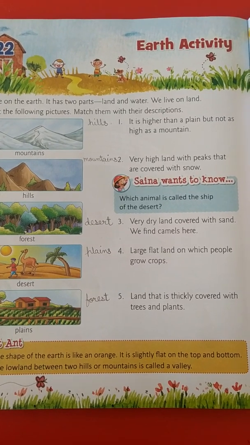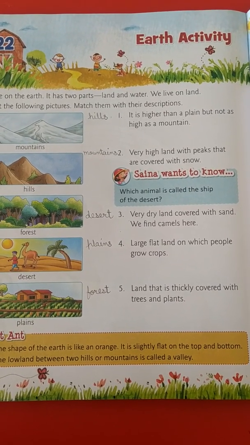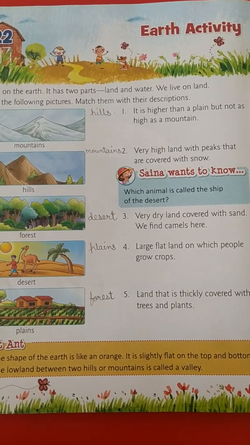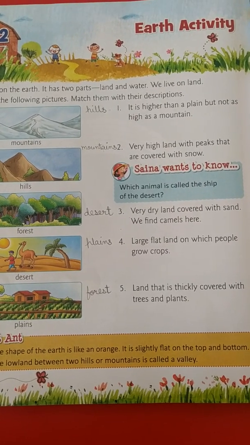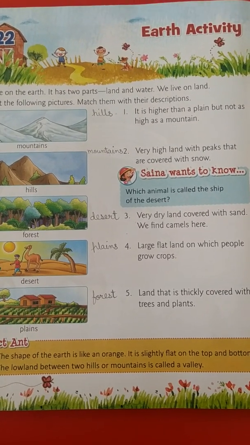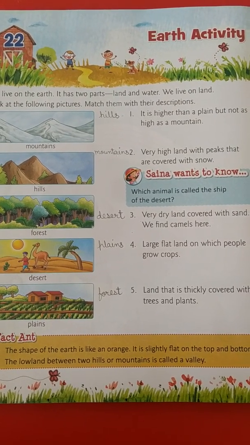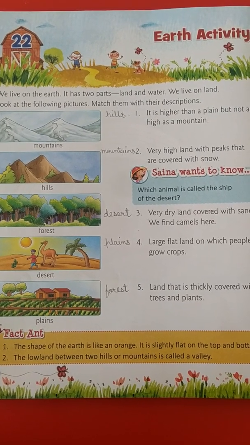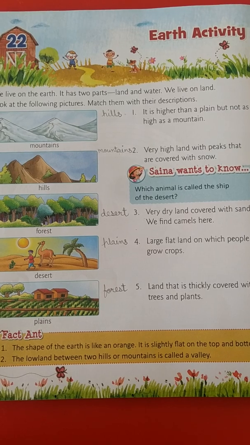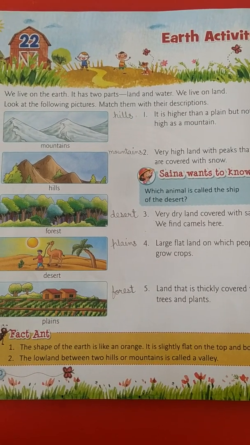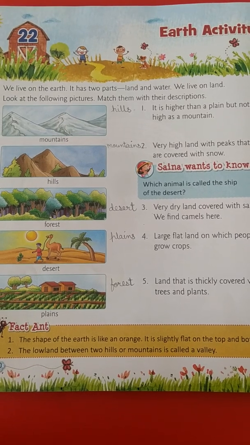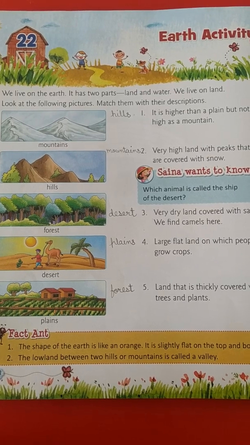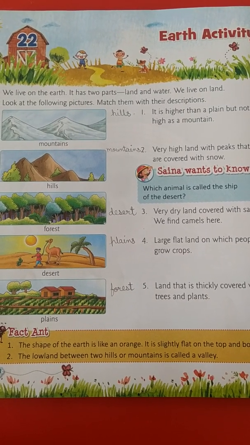Number 4. The large flat land on which people grow crops. It is a totally flat land, a very large and flat land. Over here you can see a lot of people growing the crops. These sorts of places are known as plains. Why are they known as plains? Because basically it is a plain surface area. As you can see the difference of a plain surface area in a picture and a mountain or a hill, on a plain surface area it is much easier to grow the crops.